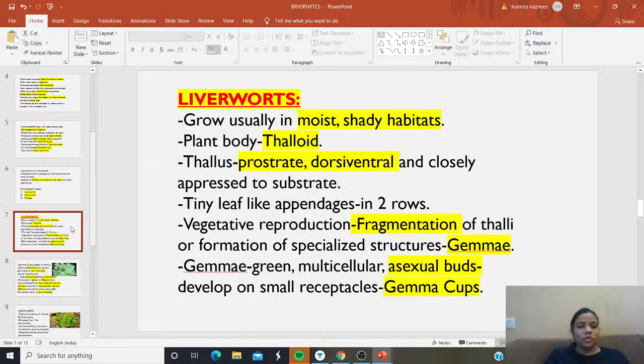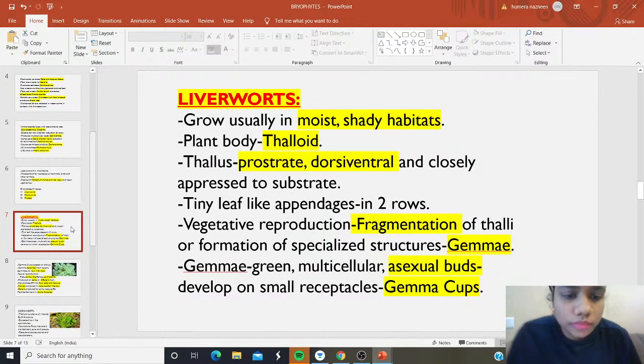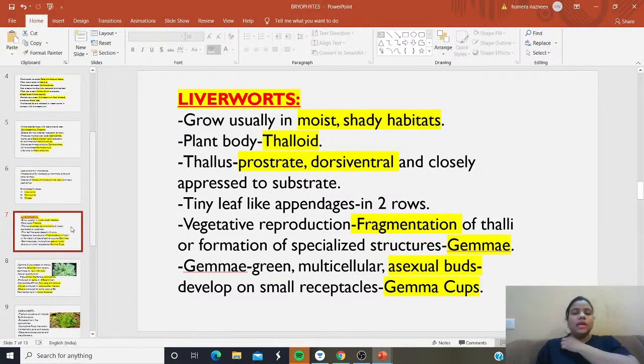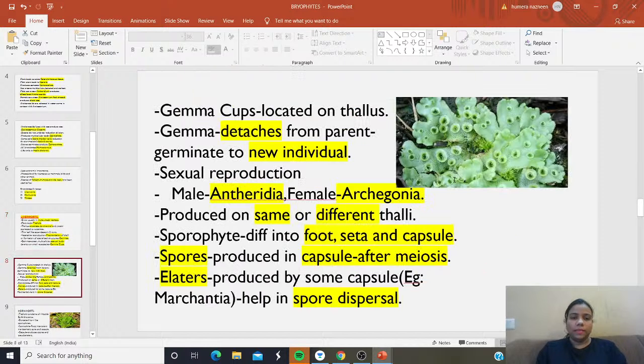So this was about liverworts. They usually grow in moist, shady habitats. The plant body is thalloid, and the thallus is prostrate, dorsiventral and closely appressed to the substrate. Then they have tiny leaf-like appendages in two rows. And how is the vegetative reproduction? It is by fragmentation of thalli or the formation of specialized structures called gemmae. They are green multicellular asexual buds developed on small receptacles called gemma cups.